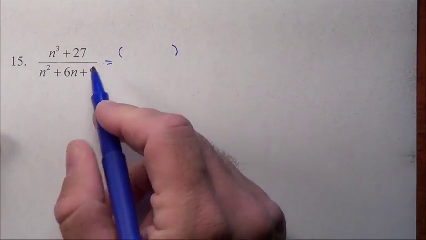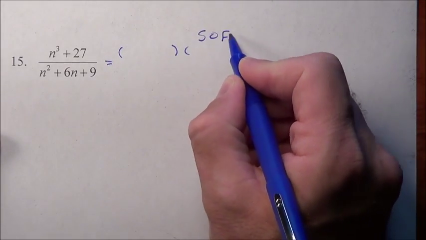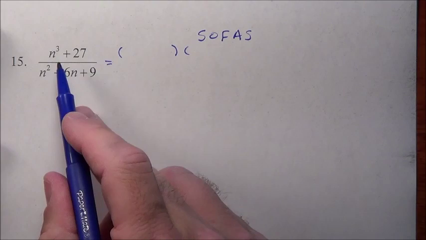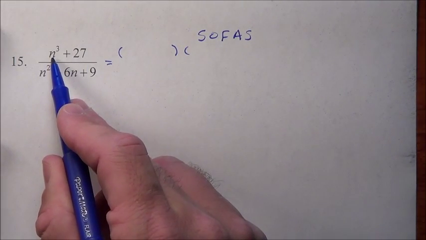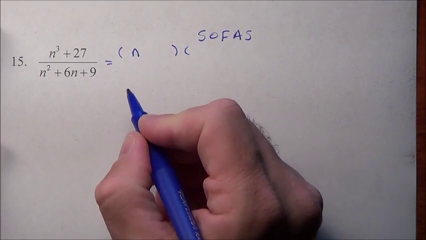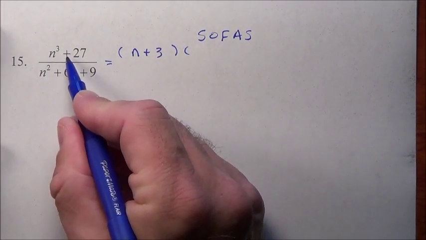Remember, we break it down into a binomial times a trinomial. And the trinomial, we're going to use the idea of SOAP. Let's see what happens. We start off with a binomial. We say, what's the cube root of n cubed? Well, that's very simple. That's an n. What's the cube root of 27? 3. Again, the sign will stay what was there.